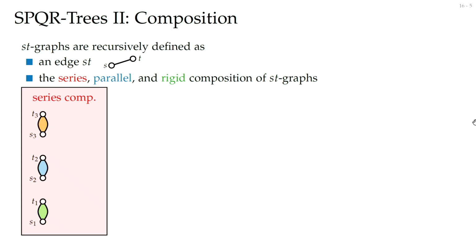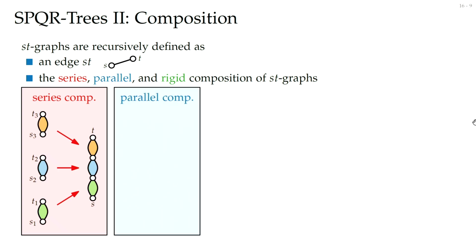And we want to glue them together at their poles, but in a series way. So we start with the first component, and we identify the target with the source of the next one. So we glue them together in this way. And then here, we identify the target with the source of the next one. And if there are more components, we keep doing like that. We put them on top of each other. That's exactly the same as what you do in a series composition in the series parallel graphs.